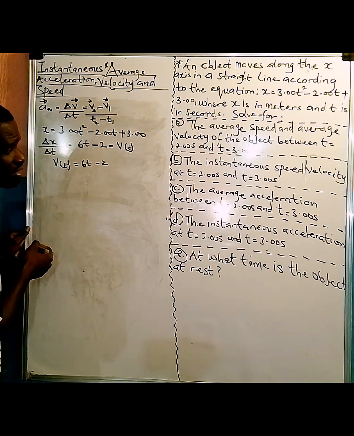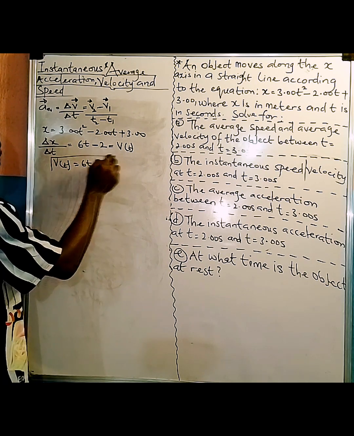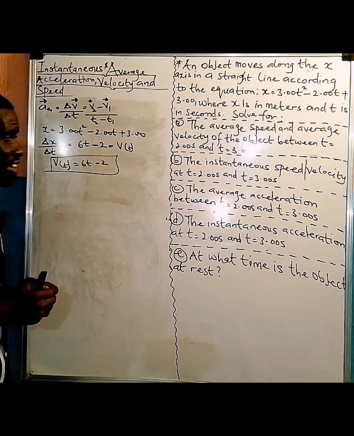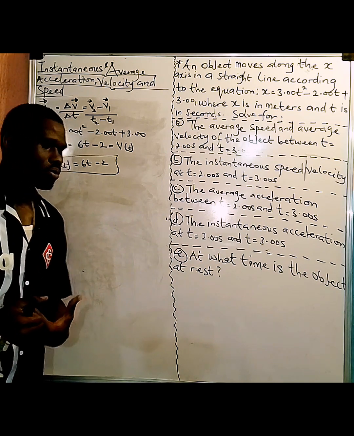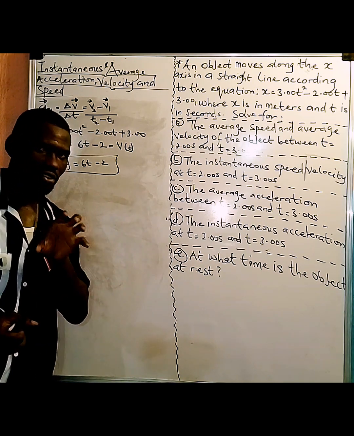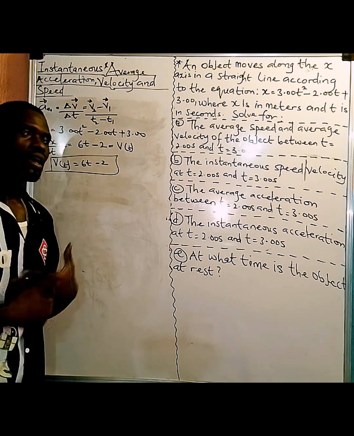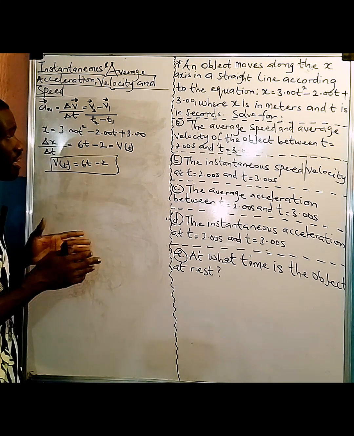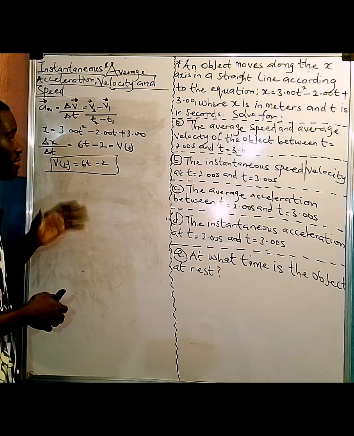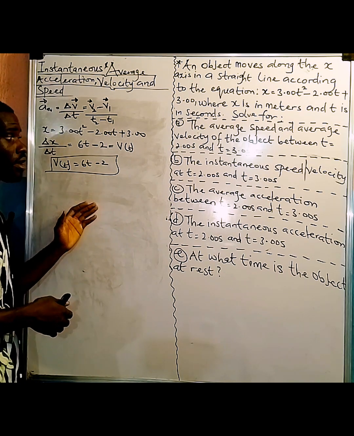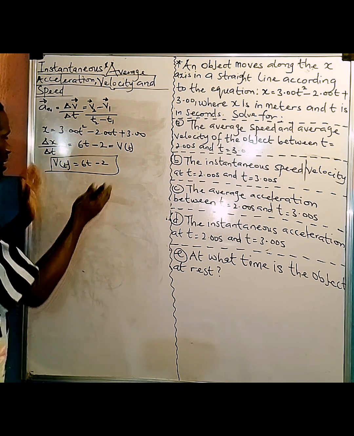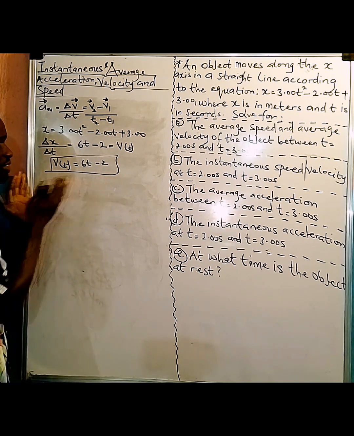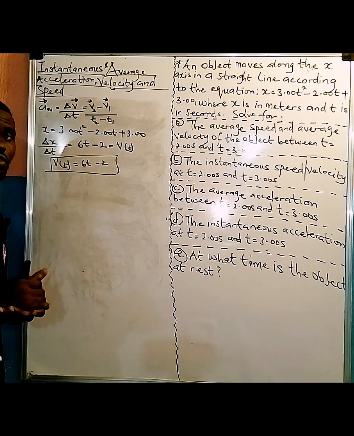So how do we get acceleration this time around? For us to get acceleration, we don't even need to differentiate, because we are not asked to get instantaneous acceleration. We are asked to get average acceleration. There's a difference between getting instantaneous and getting average. You understand? If you're asked to get instantaneous acceleration, we are required to differentiate. But this time we have to get average acceleration. We just need the velocity the way it is, which is v equals 6t minus 2.